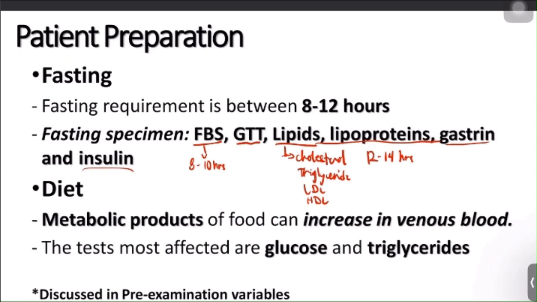Then you have diet. Metabolic products from food can increase venous blood levels. What are those? Some of the diets are a high protein diet, which will affect your protein testing. The tests most affected are glucose and triglycerides. What else? If your diet is higher than the normal body intake, for example, normally for an individual we have 1,300 to 2,000 calories per day, then anything higher than that would possibly entail a higher glucose or triglyceride content in your blood over a prolonged period of time. If you are always exceeding 2,000, or always eating below 1,000, it will reflect on those parameters of your blood.